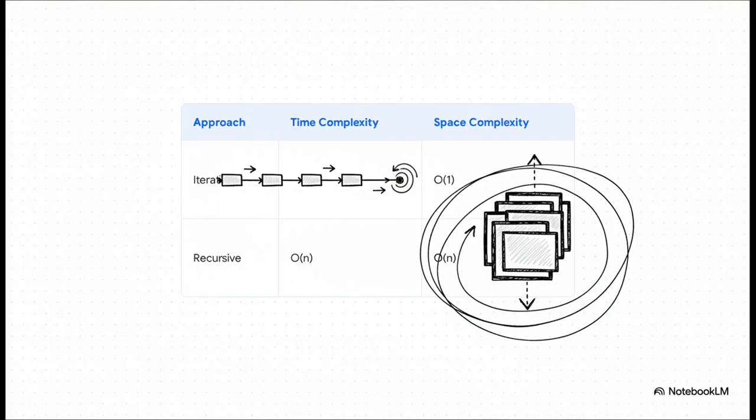And hey, does this performance pattern look familiar? It should. Finding the end of the list is always going to be an O(n) operation because you have to visit every single node to get there. But just like with reversing, the iterative method is the clear winner on memory, using that constant O(1) space compared to the O(n) space that recursion needs for its call stack.